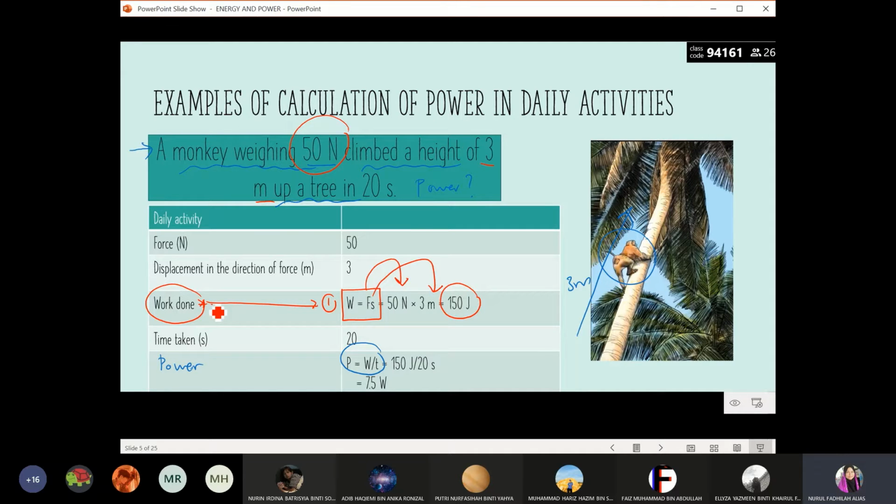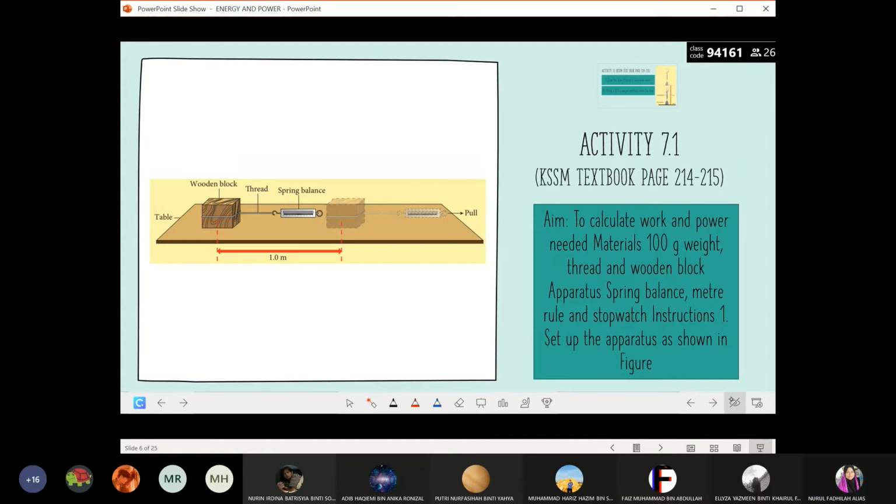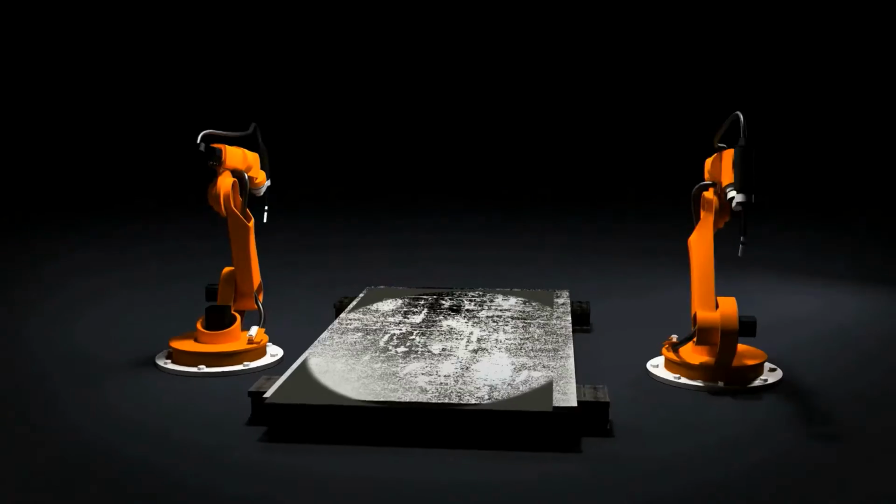Now, here also the time is given. Time taken is 20 seconds. Therefore, with this information, you can calculate power. You use the formula, write down the values, use your calculator, then you get the answer. Can? So next.